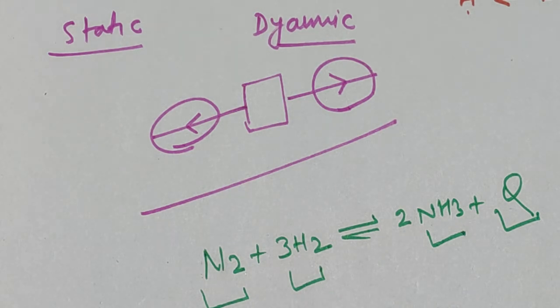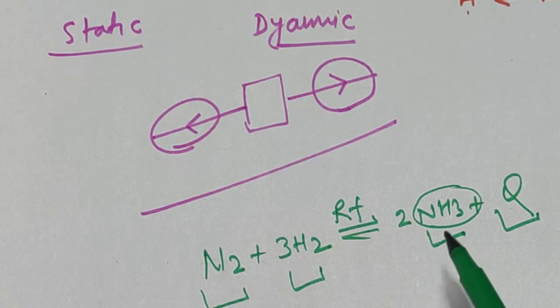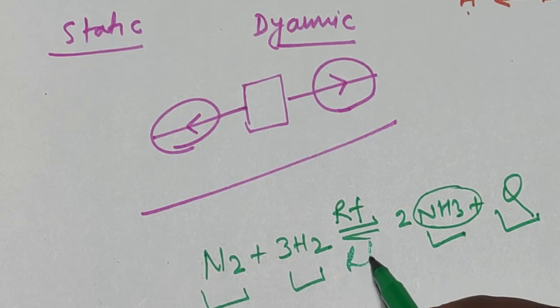So at which time will the equilibrium be attained? When the rate of forward reaction... What is the forward reaction? N2 and H2 are combining to form ammonia gas. So the rate for this reaction will be RF. And if the ammonia decomposes into N2 and H2, this will be the rate of backward reaction.